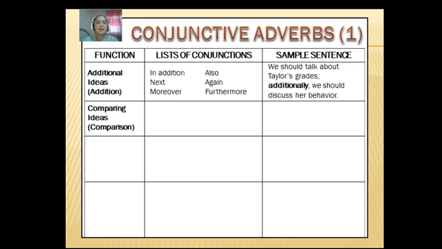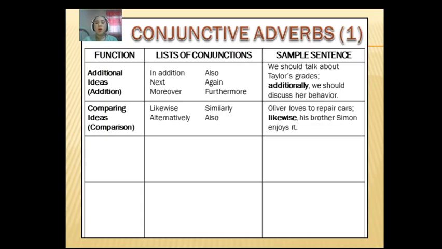Comparing ideas. Conjunctions that compare ideas are likewise, alternately, similarly, and also. Oliver loves to repair cars. Likewise, his brother Simon enjoys it. So when we say comparison, these are looking for similarities. In this sentence, both Oliver and his brother Simon love to repair cars.